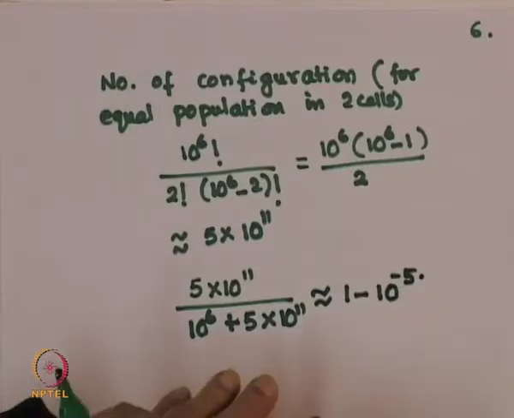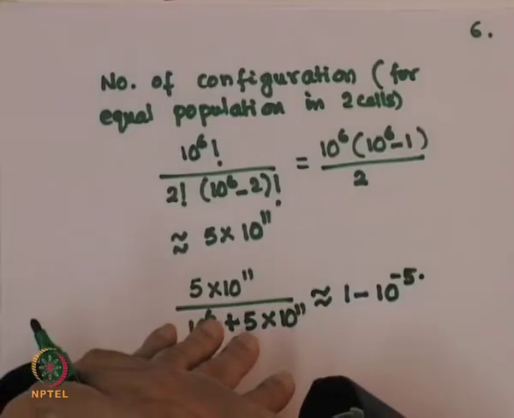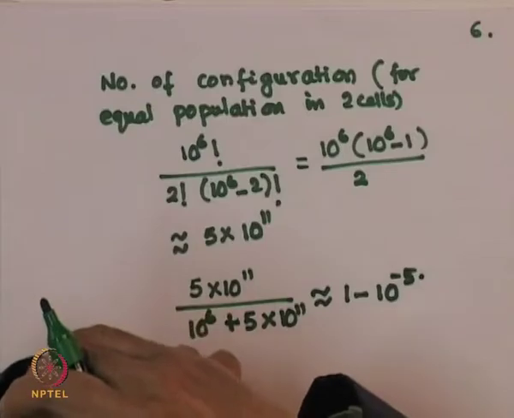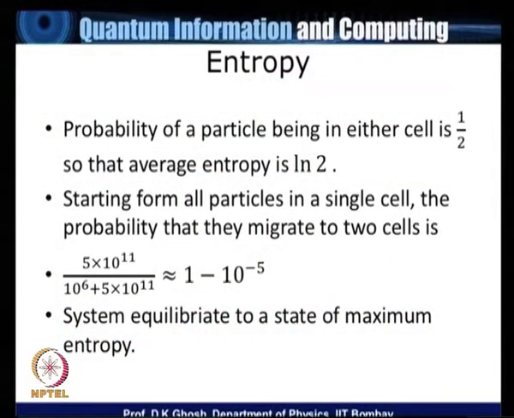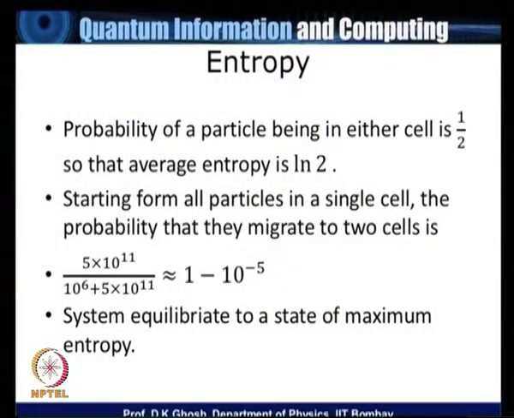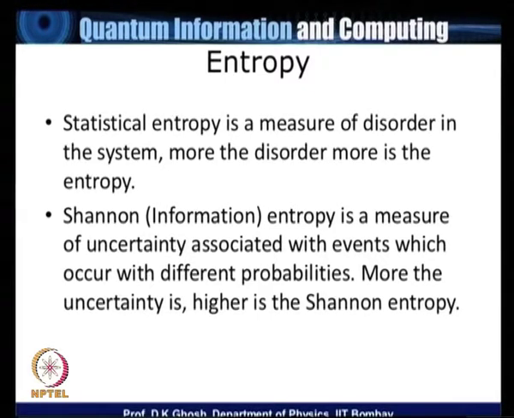Now, look at this. If I had just two alternatives, since I had 10 to the power 6 cells in the first case, I essentially had the probability to be 10 to the power minus 6, because I am saying all the particles must go to one particular cell out of the 10 to the power 6. When I relaxed that condition and said, let half of them go to one cell and the other half go to another cell, I found that the relative probability is very close to 1. So, in other words, the systems tend to equilibrate to a state of maximum entropy. So, therefore, the statistical entropy is a measure of disorder in the system. More the disorder, more is the entropy.